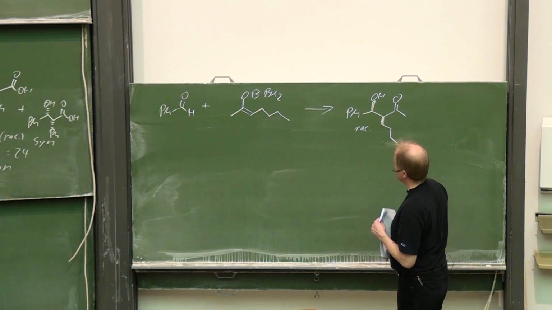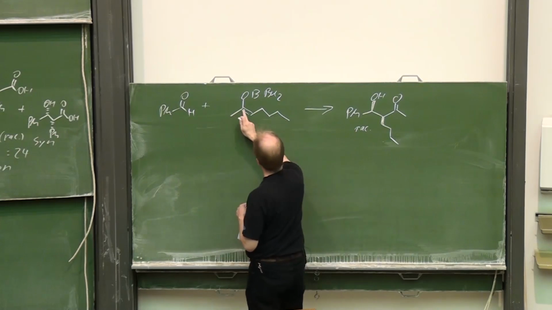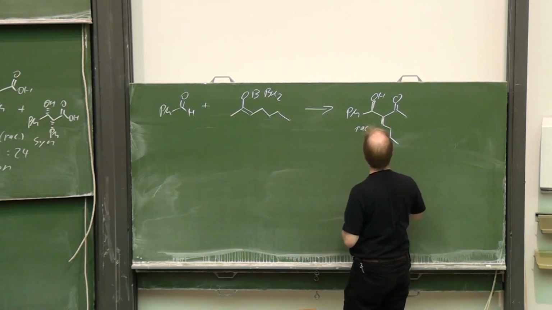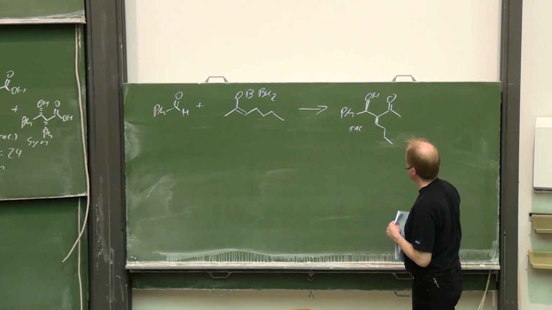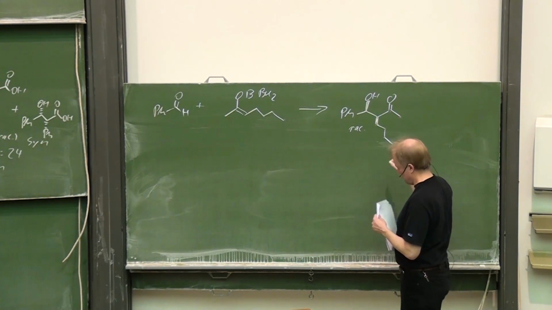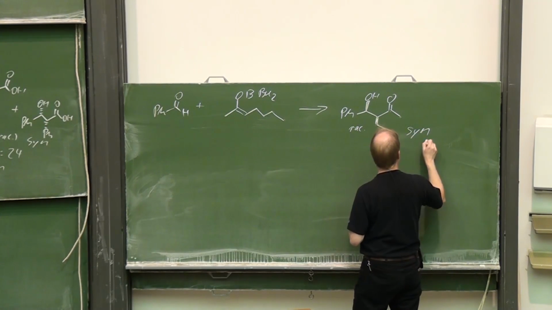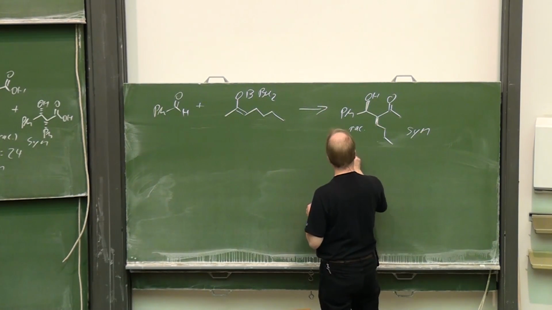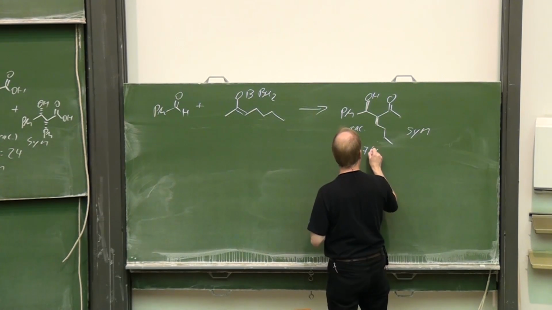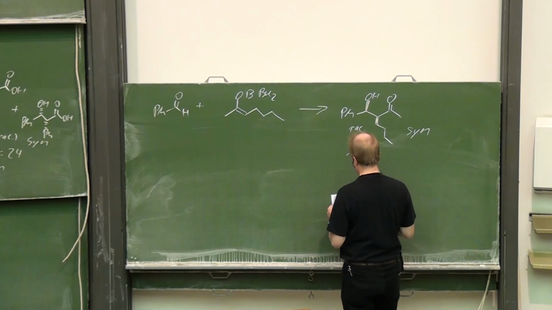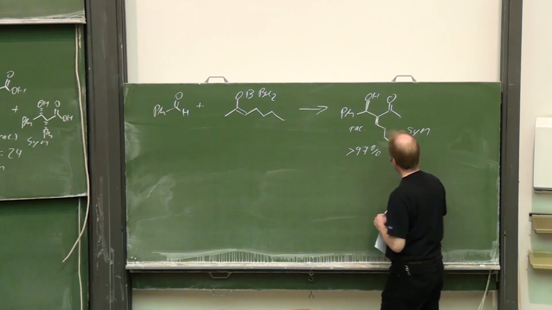Is that true? Yeah, well, let's count. 1, 2, 3, 4, 5, 6, 7. Yeah, it's right. Of course, racemic. Zyn. And with better than 97% diastereoselectivity.